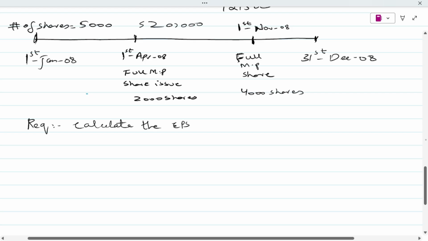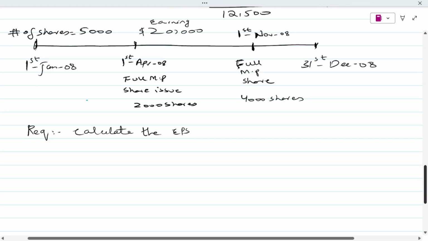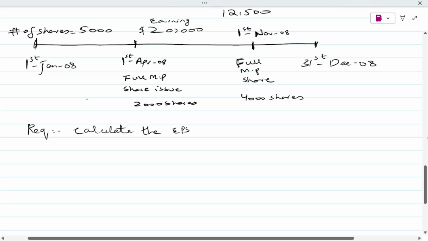Okay, so that's your earning right there for the entire year, $20,000. So guys, this is the question. You have the entire year earning of $20,000. You have two full market price share issues of 2,000 and 4,000. And the number of shares in issue at the beginning of the year was 5,000. This is the complete information that you need for solving this question.